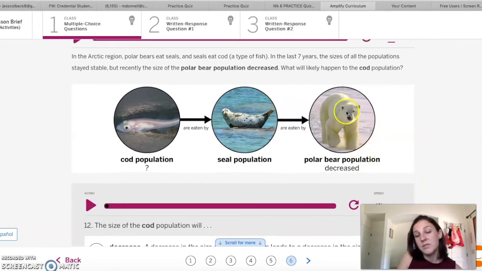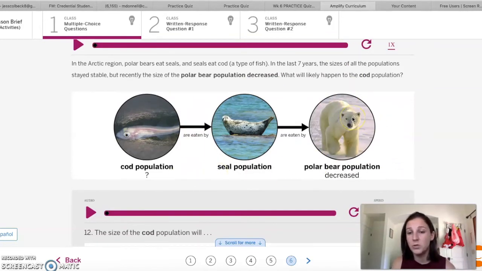So we see here that there's a polar bear population. It says it decreased. And we have our arrows here, so we know that the polar bears eat the seals, right? Because the energy storage molecules from the seals are going to the polar bears. And the seals are eating the codfish population, right? Because the energy storage molecules are going from the cod to the seals. So we know all of that from this food web. Now we're trying to see what the effect of the polar bear population decreasing is going to have all the way on the cod population. So let's think about that for a second.